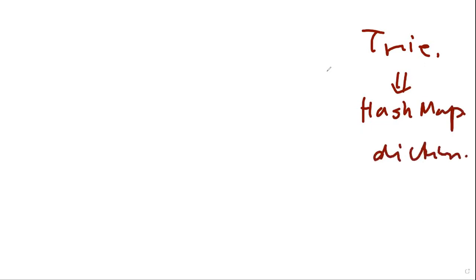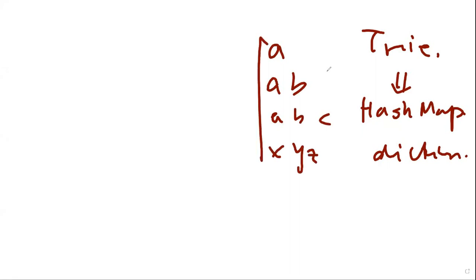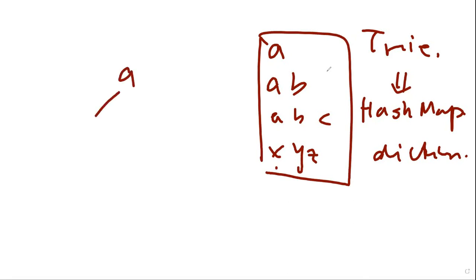So what we want to do is that you say you have some words, say A, B, and A, B, C, and then you have X, Y, Z, for example. If you have this whole thing already in the dictionary, you will build a tree of A, and then A, B, and then A, B, C.